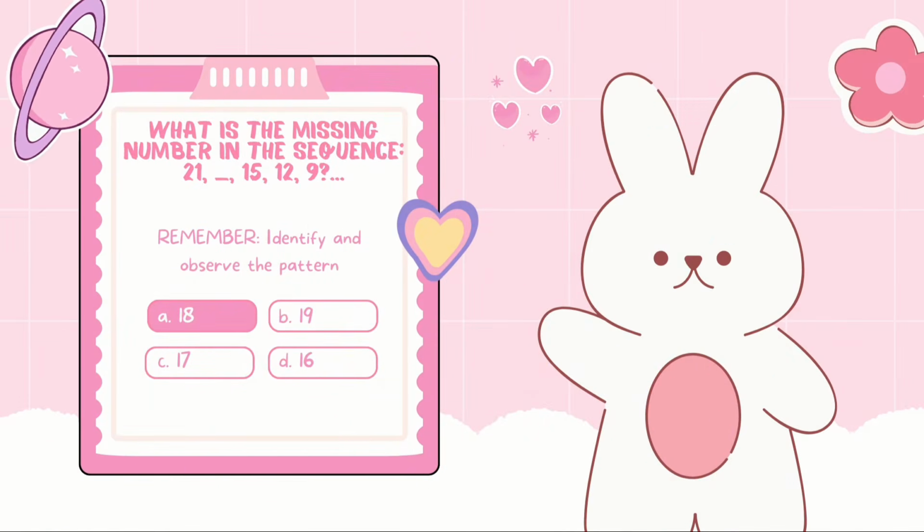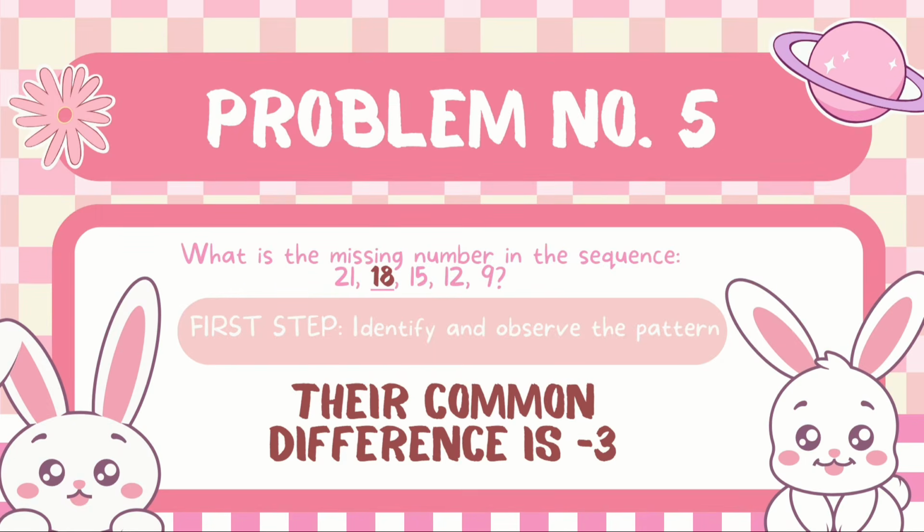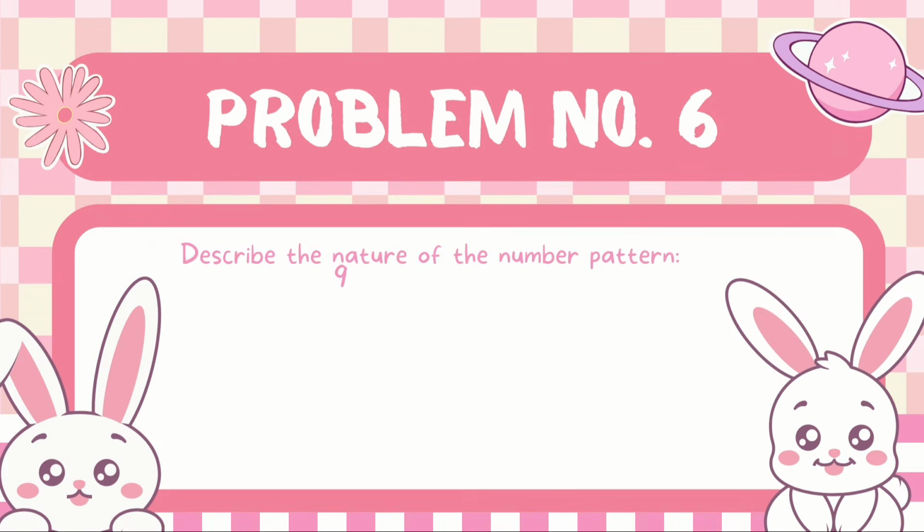Did you get the correct answer? Congratulations! So our missing number is 18. 21 minus 3 is equal to 18. 18 minus 3 is equal to 15. And so on and so forth. Let's move on to our problem number 6.